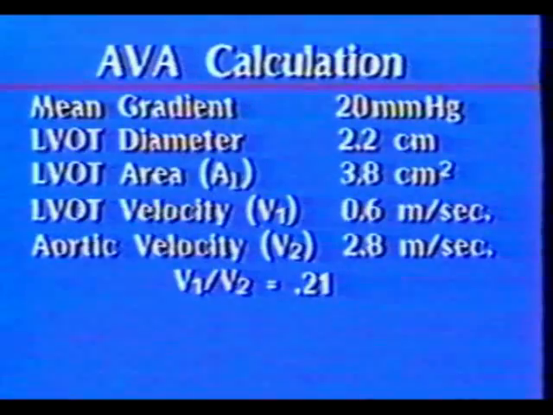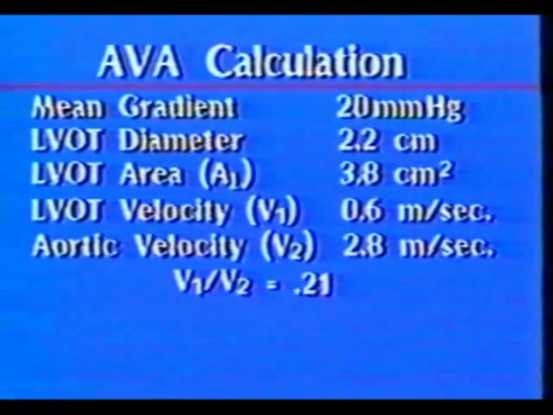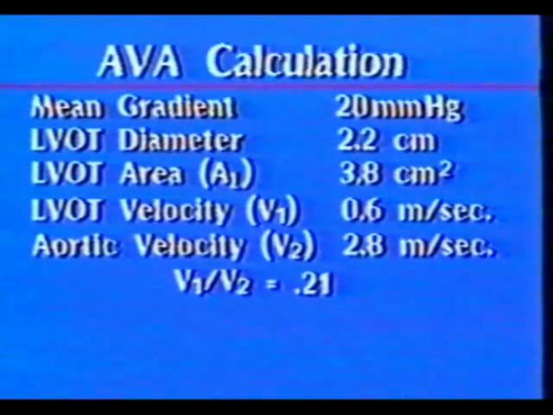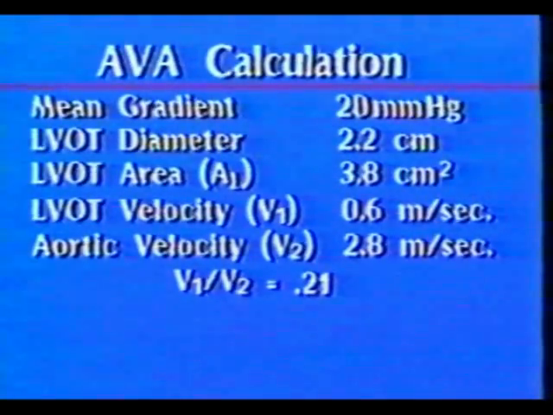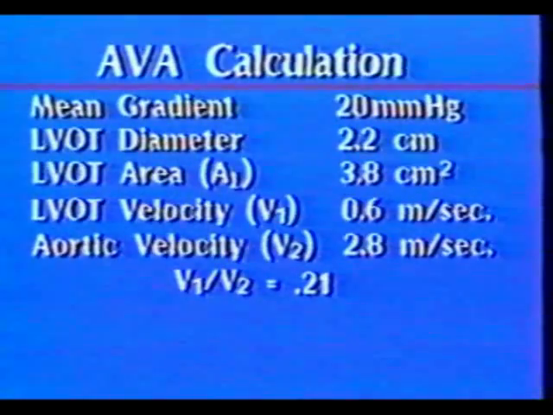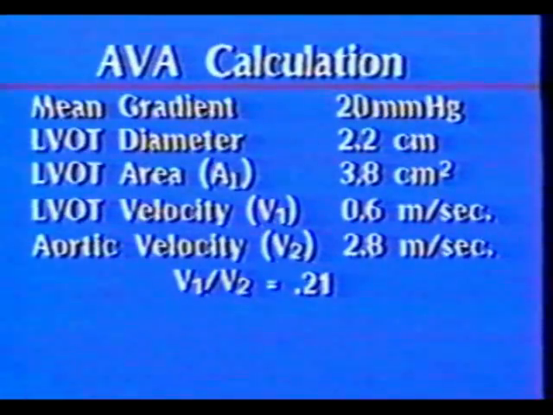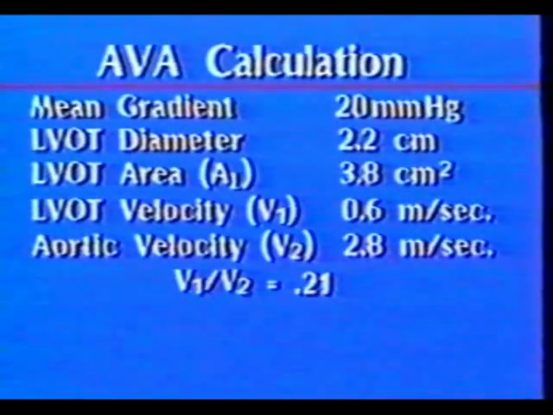In Dr. O's study, a V1 to V2 ratio of less than 0.25 was quite sensitive for detection of severe aortic stenosis. Like the aortic valve area, this ratio is independent of cardiac output. It is a useful index to follow in a given patient with aortic stenosis. It is also a very useful index to rely on when technical difficulties preclude accurate measurement of the LVOT diameter.